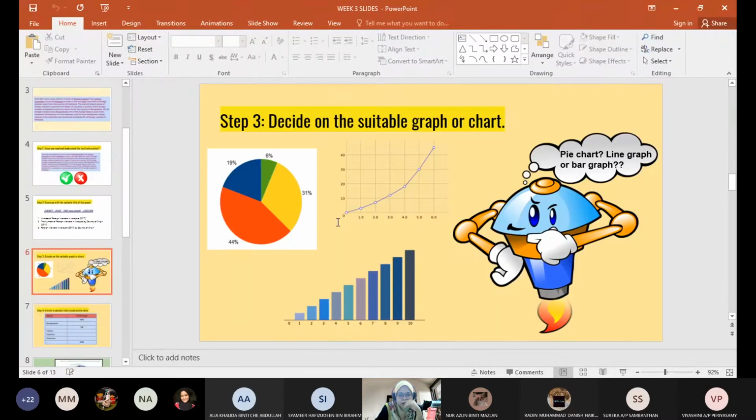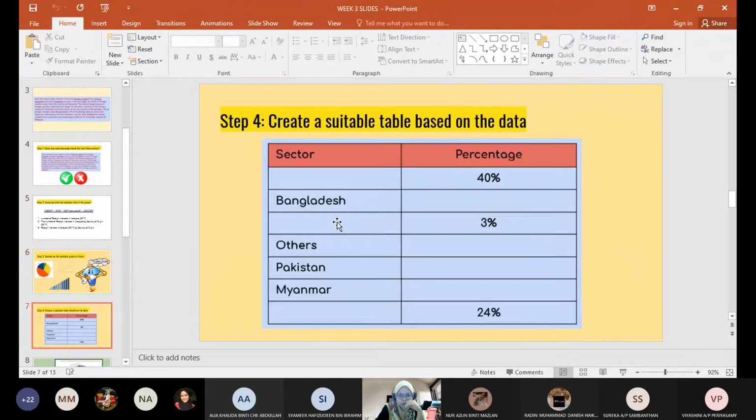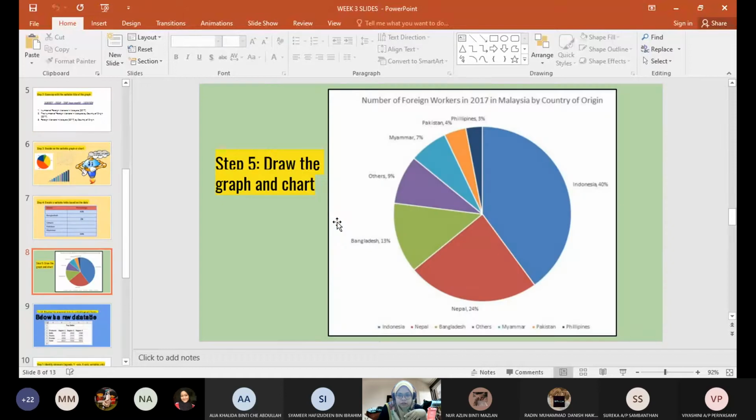Okay, number 3, you can decide on the suitable graph or chart, whether it is pie chart, line graph or bar graph. Once you have decided, next you need to create a suitable table based on the data. Suitable table tu depends on apa je variables yang dia ada. Macam yang kat sini kita boleh tengok country, sector or country and the percentage. Next, the last step is to draw the graph and charts.